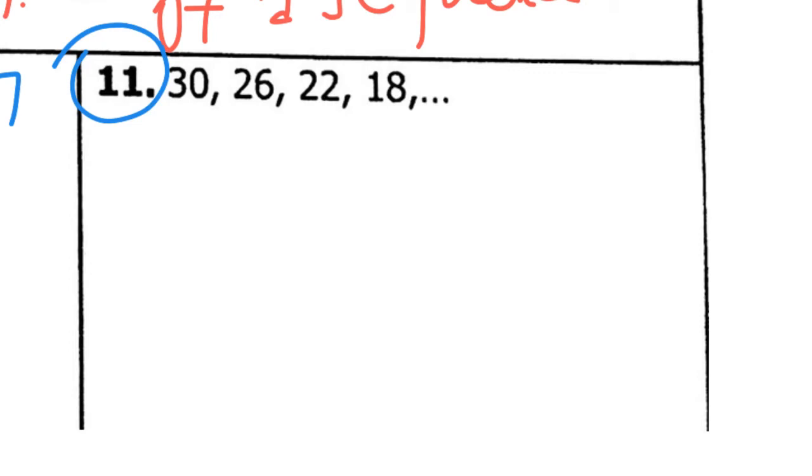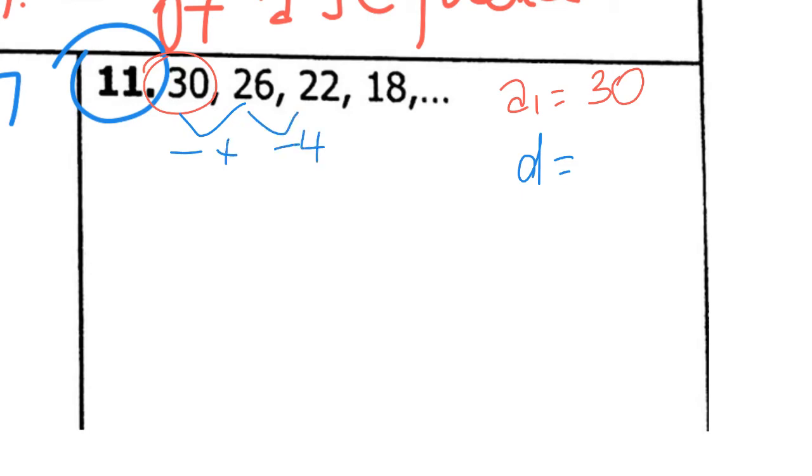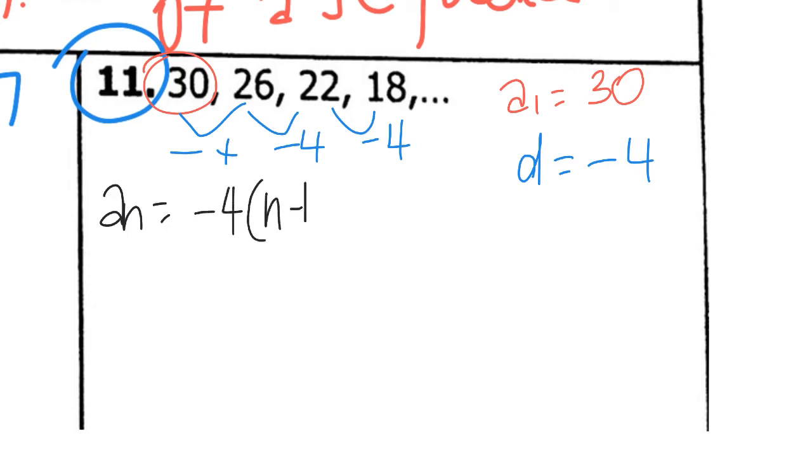So if we look at number 11 here, the first thing, again, remember we have to identify our a1 and our d. a1 is our first term, so that is 30. And d is our difference, so if we look, we are subtracting 4 each time, so d is equal to negative 4. When I plug it into my formula, I end up getting negative 4 times n minus 1 plus 30.